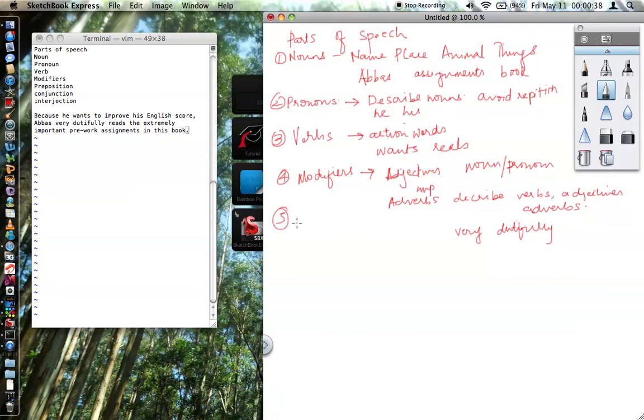Fifth one is preposition. Prepositions are basically relationship words. They show relationship between sentences, phrases, etc. Okay, and these are informally referred to as the directions in which a squirrel can go, since squirrels, after all, seem to move in all possible directions.